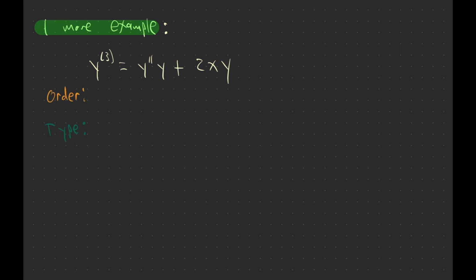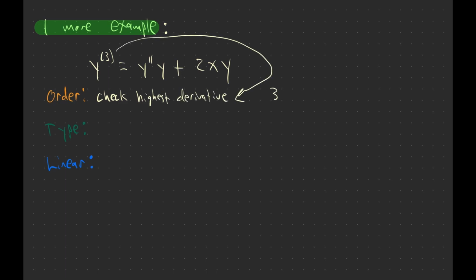All right, moving on. Let's do one more example, and this one will sort of solidify everything. So this is y triple prime equals y double prime y plus 2x y. So we want to find the order, the type, and is it linear? So we check for the highest derivative, and we see that it is 3. So it's a third order differential equation.